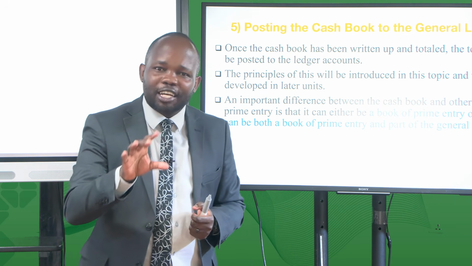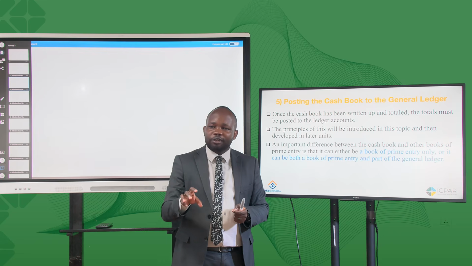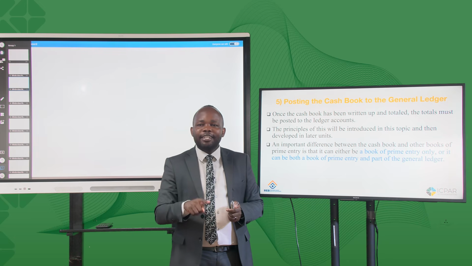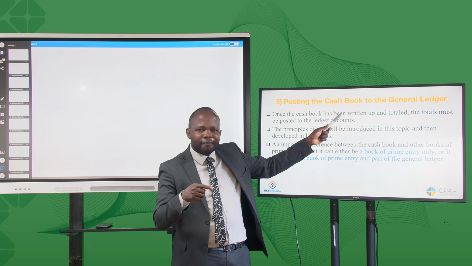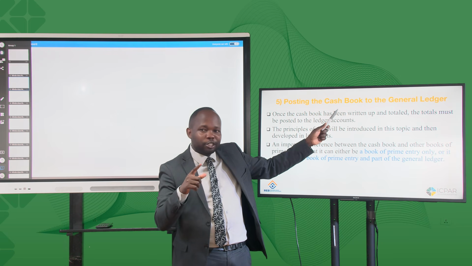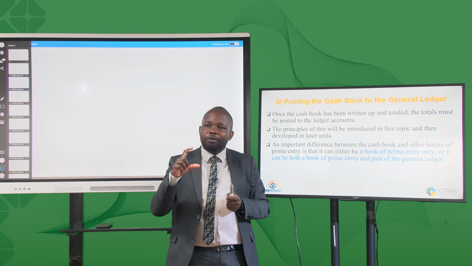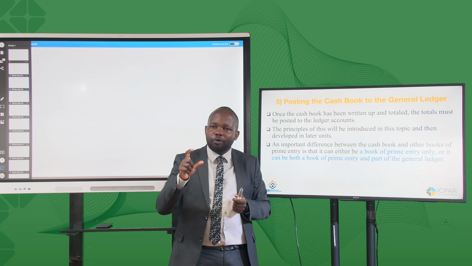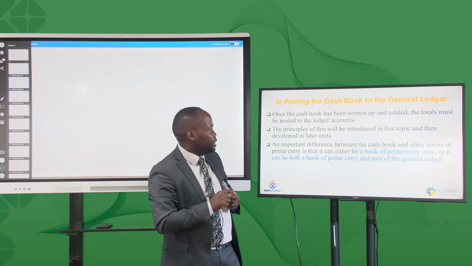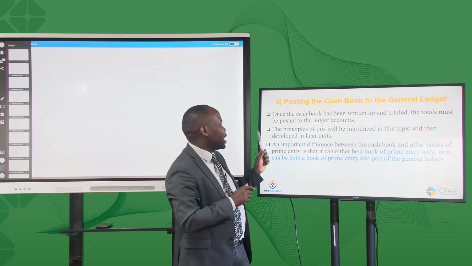Once you have prepared the cash book and you have gotten the totals, this cash book needs to be posted in what we call a general ledger. We had already reflected on the general ledger in Unit 2 when we were looking at books of prime entry, and then we also explained what a general journal or a general ledger is.